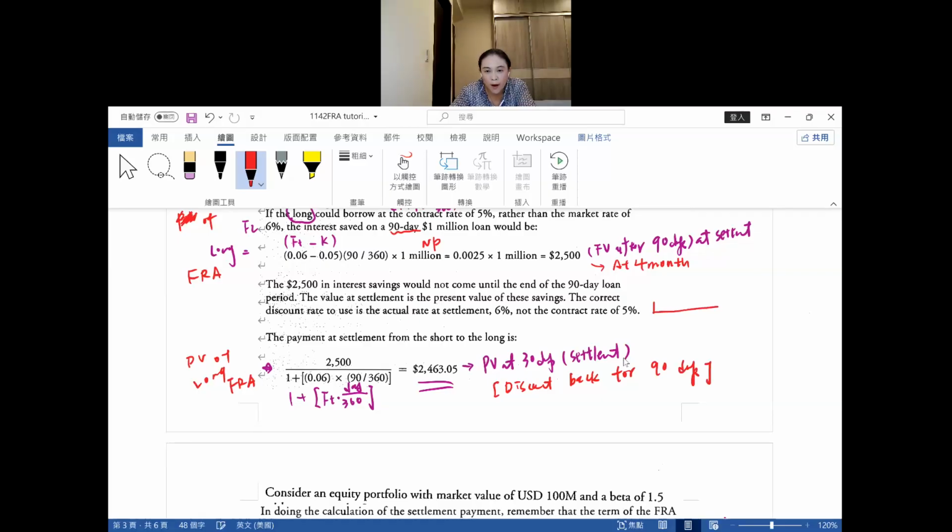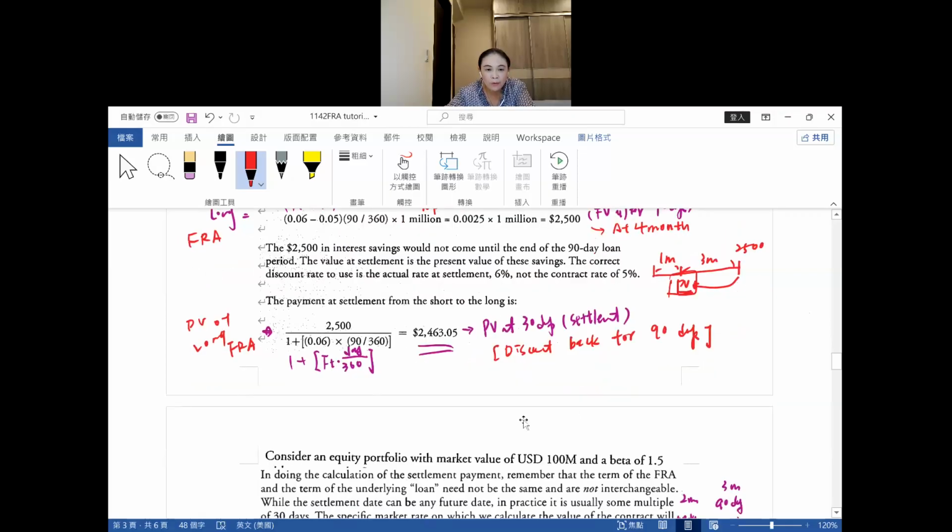So basically what it means is we have a 4-month FRA, 1 month and 3 months. Your 2,500 is here. And if we want to compute the PV, you have to discount by 3 months. So PV would be the 2,500 divided by 1 plus FT, which is 6%, times 90 over 360, because you discount it back for 90 days. So the answer would be 2,463.05. This is standing at 1 month later, which is the expiration date for your contract.